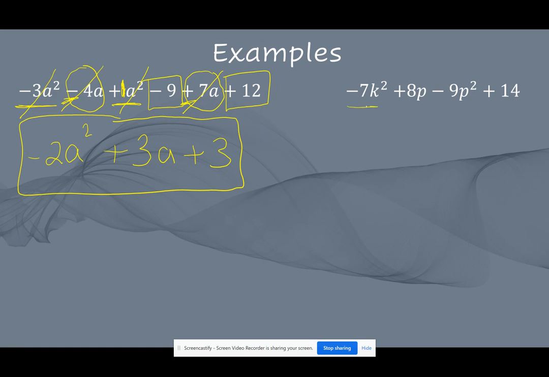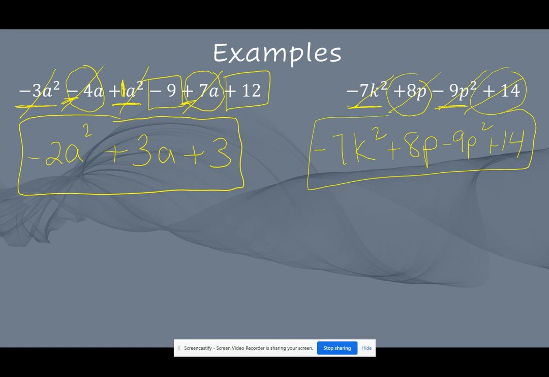Let's look over here. We have negative 7k squared. Well, I don't see any other k squareds here, so I'm just going to copy that down and cross it off. Now I see positive 8p. Oh, I don't see any other terms with just p and no exponent, so I'm going to copy it down and cross it off. Then I see negative 9p squared. I don't see any other terms with p squared, so I'm just going to copy it down, cross it off. And then we just have plus 14. So this one actually didn't have any like terms. It was already simplified. So you just copy it down and that's your simplified version.